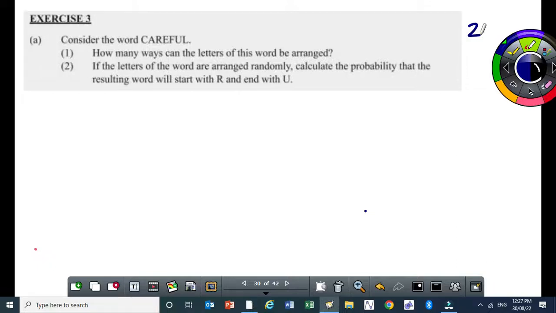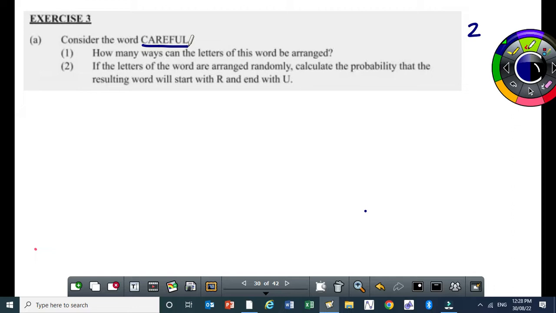Please be aware that for this question, it was not specified whether the letters can be repeated or not. So I'm going to do the question as if the letters cannot be repeated. But be aware that when you write your examination, the question must be very specific as to whether repetition is allowed or not allowed.